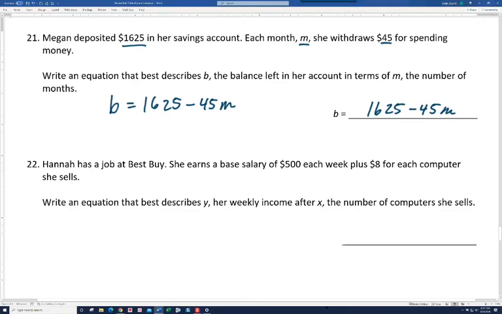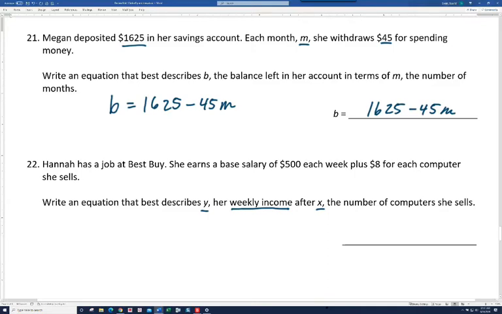On number 22, it says Hannah has a job at Best Buy. She earns a base salary of $500 each week plus $8 for each computer she sells. So write an equation that best describes Y. So Y is her weekly income after X, the number of computers she sells. The wording seems a little bit odd there, but all they're saying is there's X computers being sold.